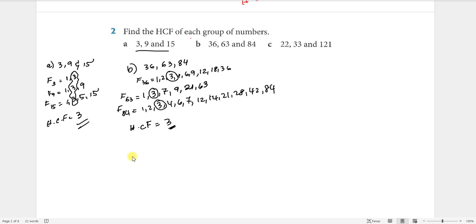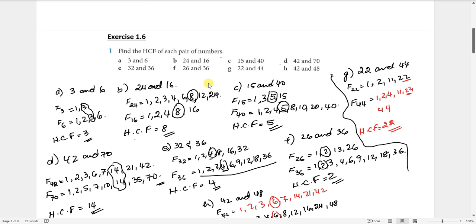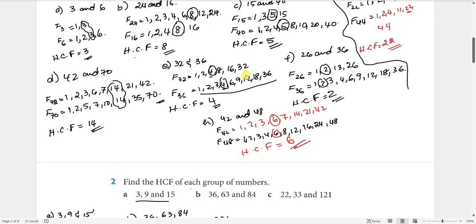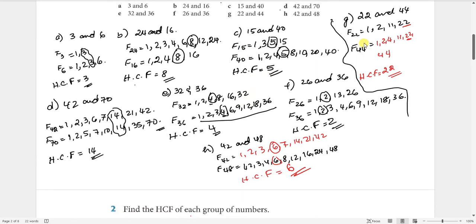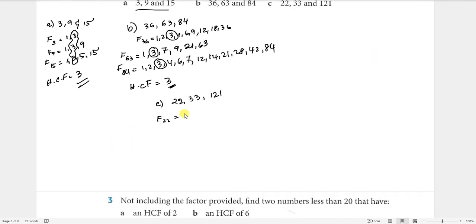Okay, the final question, question C. 22, 33, and 121. So write factors of 22 first. I think we have done 22 in the previous question. Yes. Okay, 22 is 1, 2, 11, and 22.